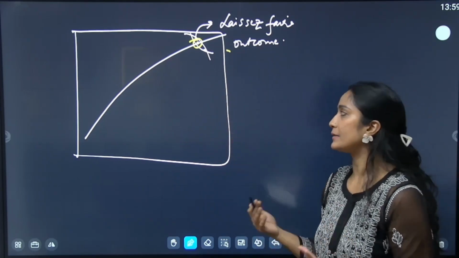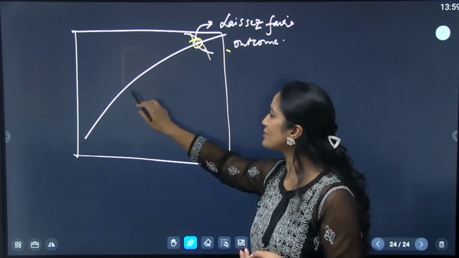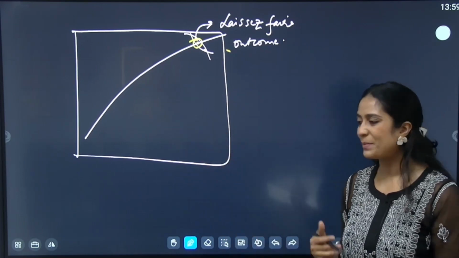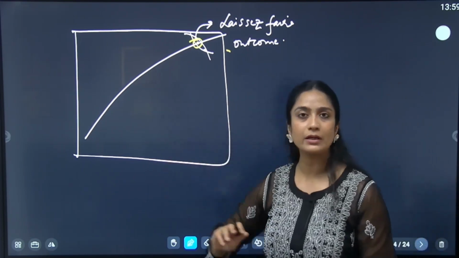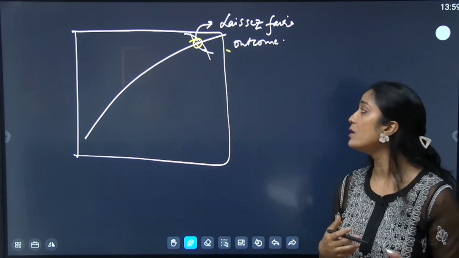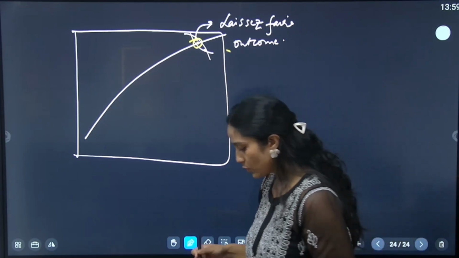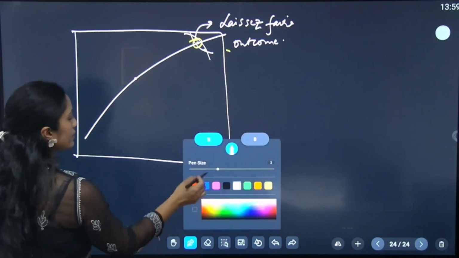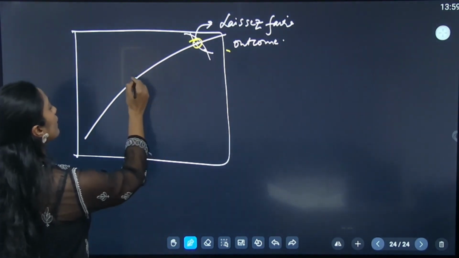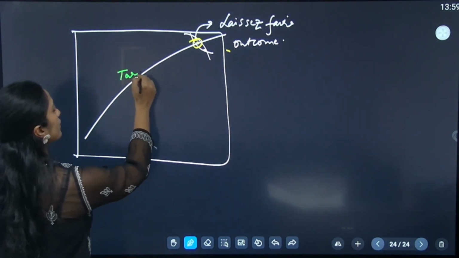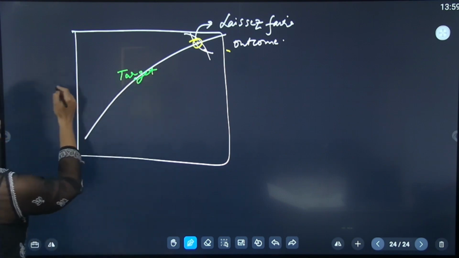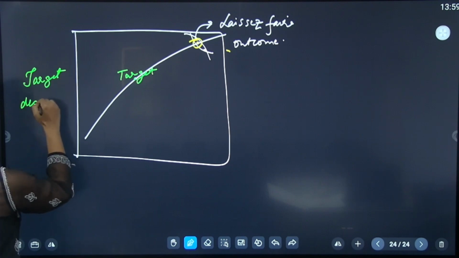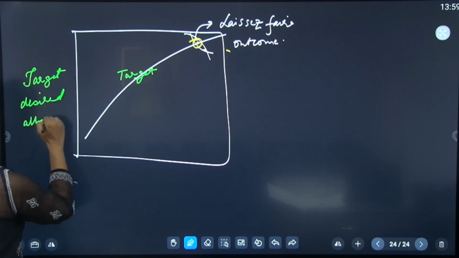Okay? But we know that an allocation somewhere here will be more desirable. We know that somewhere here it will be fairer, it will be more equitable. Okay? So suppose let us define this point. This is the point where, let's call it target, and this is the point where we want to reach. So target is the desired allocation.